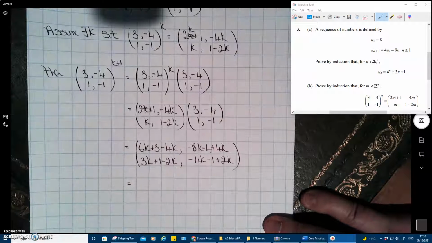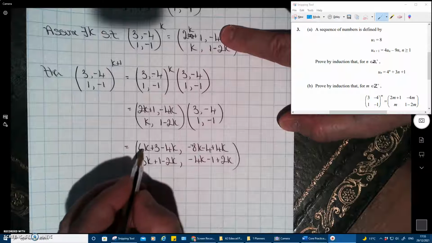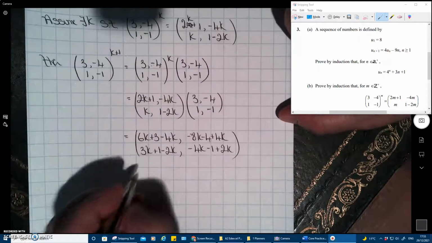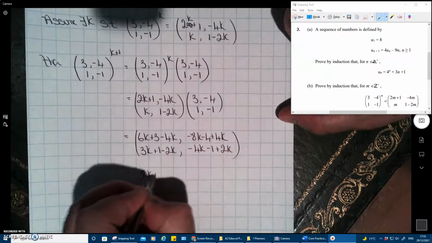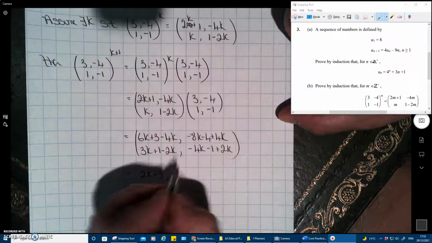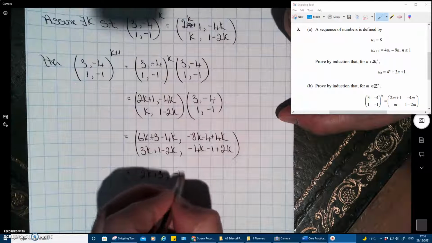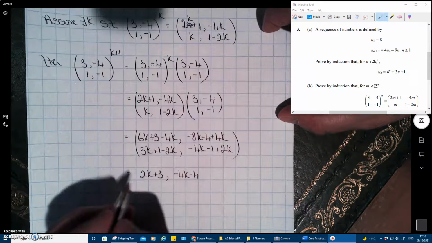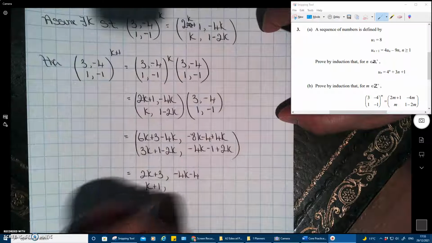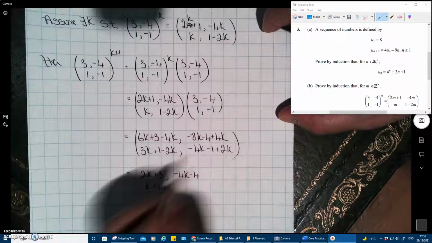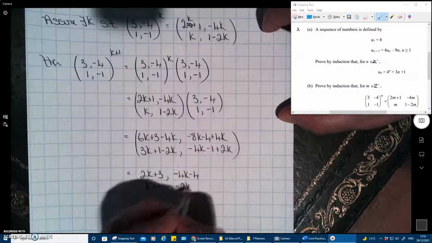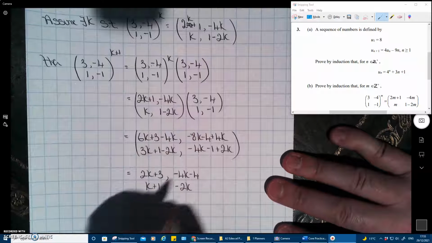Almost done. So this equals, remember what we're looking for. So we've got 2k, I'll do it in 2 steps. You possibly could jump, but we'll do it in 2 steps. So here I've got 2k plus 3. I've got minus 4k minus 4. Down here I've got k plus 1, which is encouraging. And here I've got minus 2k minus 1.